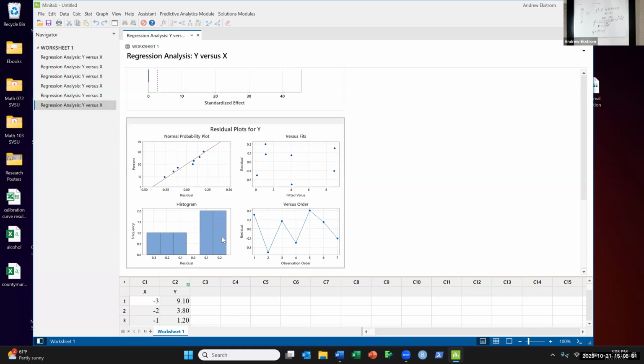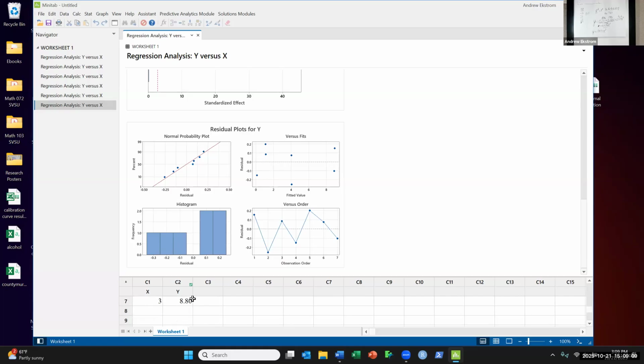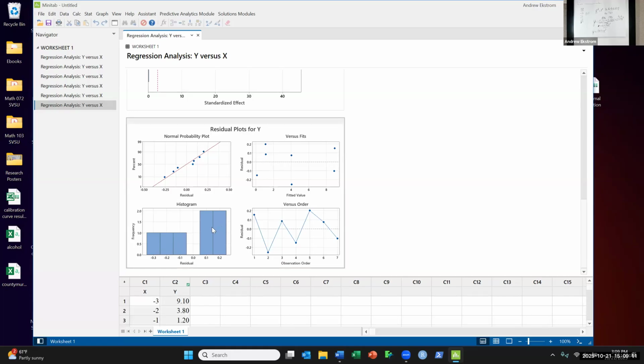Does this look like it's normally distributed? No. But like we talked about before, because we've got a small data set, these histograms might not be the best thing to look at the way that they're set up. If I've got a total of 7 data points here, the number of bins I should have is 2 or 3. This is trying to give me 6. So we can actually ignore the histogram in this particular case.